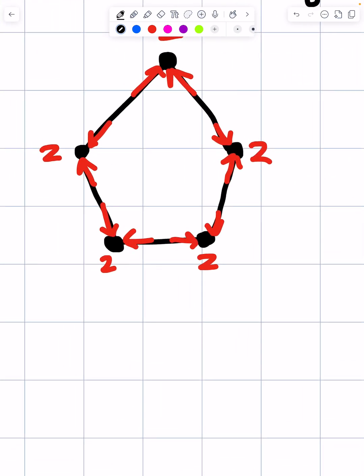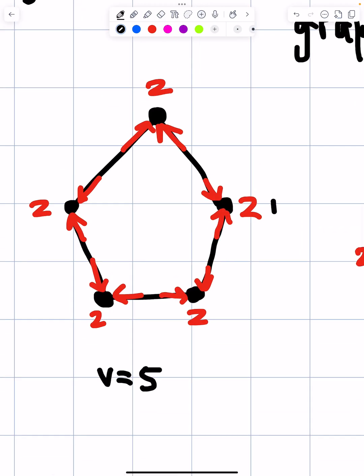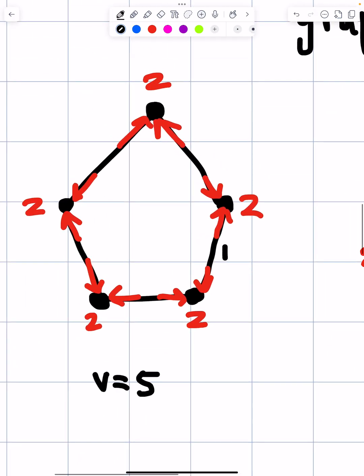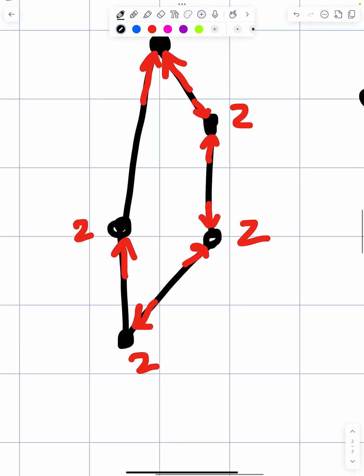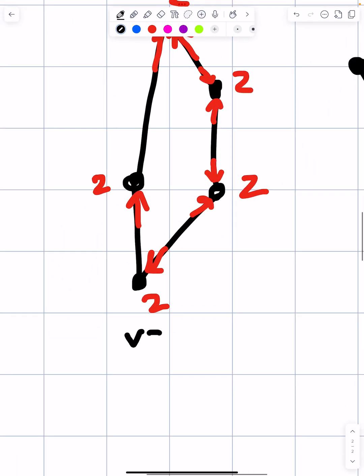So, there are 5 vertices. 1, 2, 3, 4, 5. Note that this is not the degree, this is how many vertices there are. And there are 5 edges. 1, 2, 3, 4, 5. There are 5 edges, 5 vertices. The same goes for here. There are, again, 5 vertices and 5 edges.